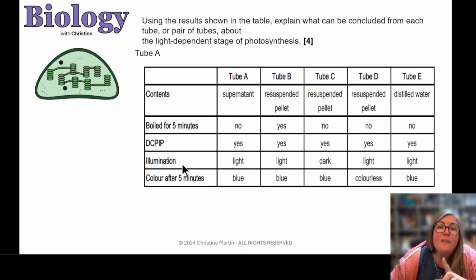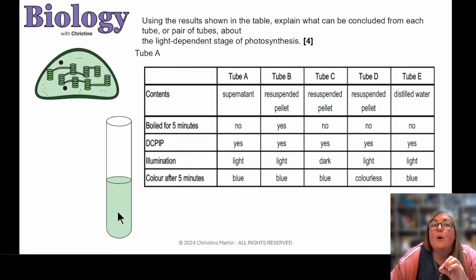So when we look at this, what we've got is, well, here is my sample. And what I have taken from my sample is the supernatant. So that basically means that I have got the stroma. So this is my chloroplast. And what I've got in here is my stroma.